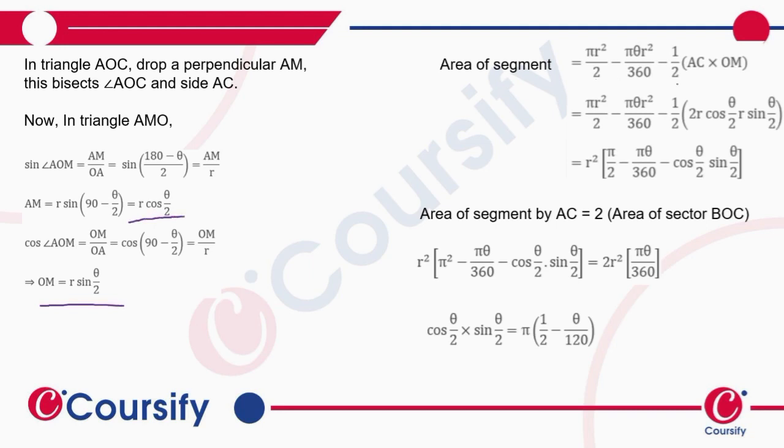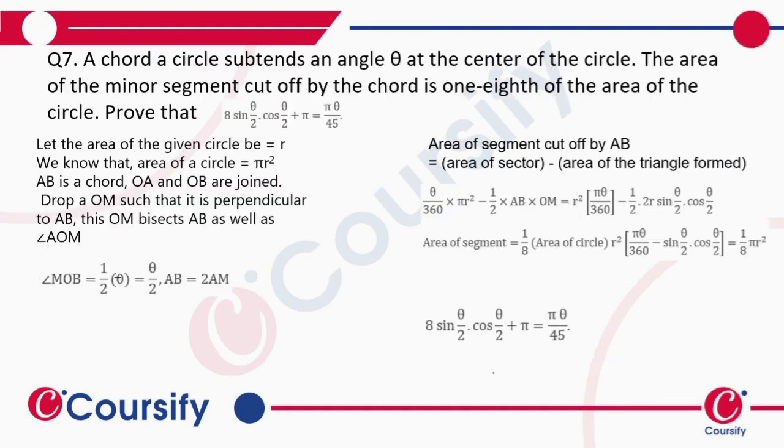Then the area of the segment we find, which came out to be R square times theta by 2 minus pi by 2 minus pi theta by 360 minus cos theta by 2 sine theta by 2. We put it in the formula, area of segment is equal to 2 times area of sector BOC, which is given in the question. We get the required expression, that is cos theta by 2 sine theta by 2 is equal to pi into (1 by 2 minus theta by 120).